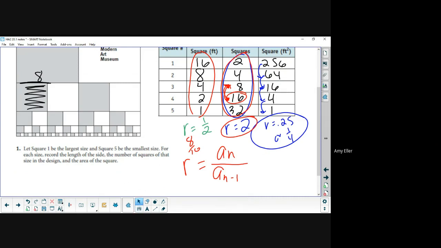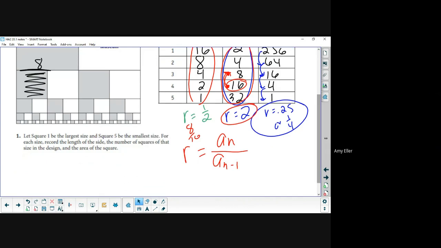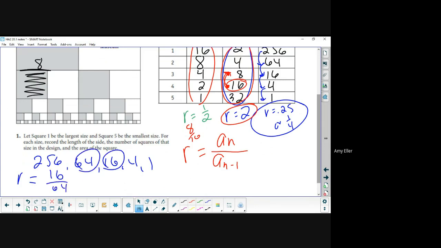If I give you a list of terms, like we did up there, 256, 64, 16, 4, 1, to find the ratio, you can pick any term you want, divided by the term before it, and that will get you your common ratio. Go ahead and flip the page.